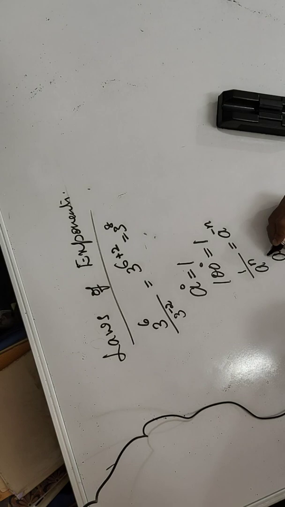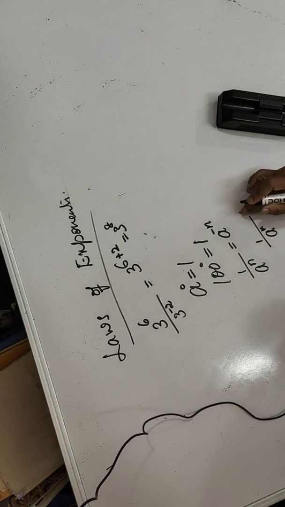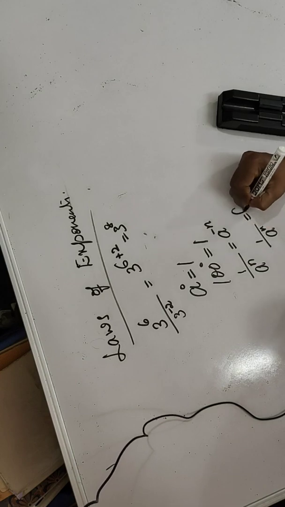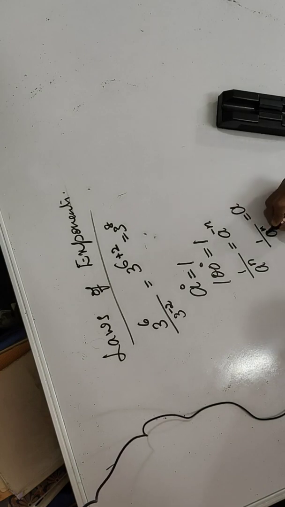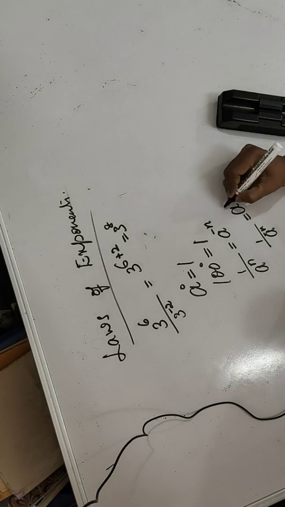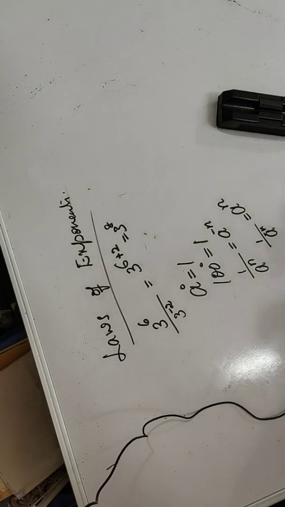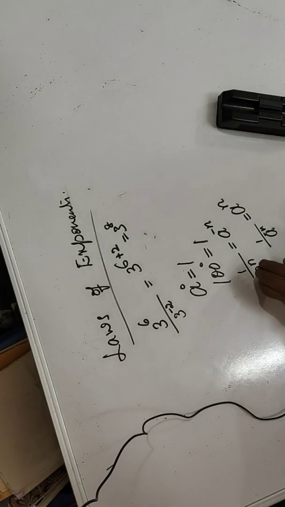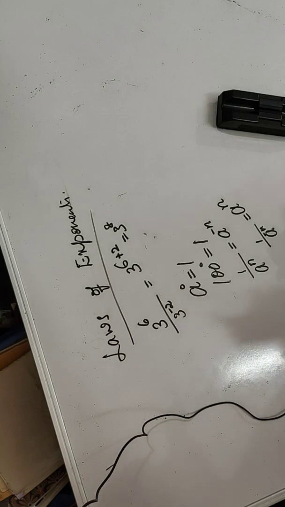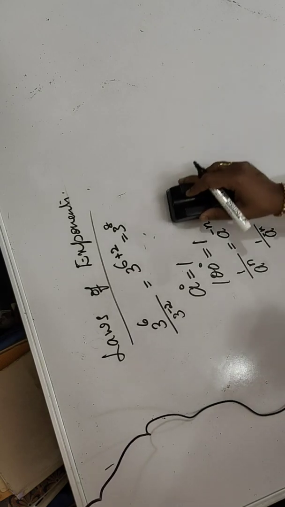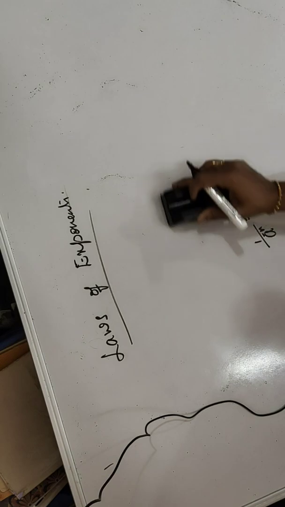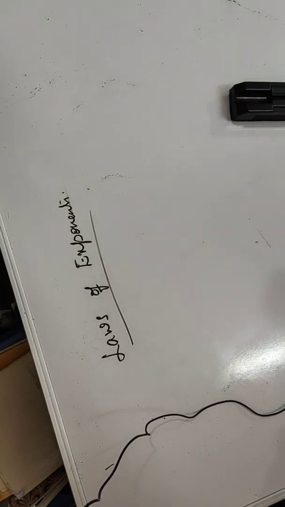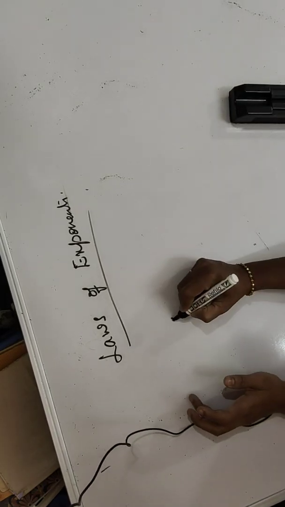Or 1 by a to the power n is there. That time also, when this comes up, a to the power minus n becomes a to the power plus n. Understood now? If the denominator contains a power, while it is coming up, the power sign will change. All these things you have studied in the 8th standard. I think you have remembered. I don't know if you forgot.